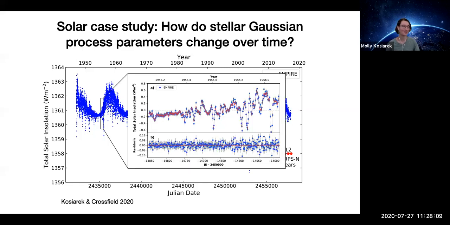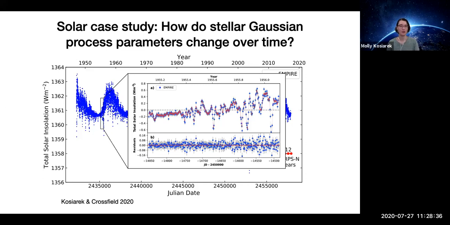All right, so to look at an example, this is 1955, this is what the sun was doing. You can see the blue points are the solar data, and the red line is the Gaussian process fit. So the Gaussian process is able to model the solar variability quite well, even though it's going from a lower amplitude to a higher amplitude. It's really quite adaptable to this.